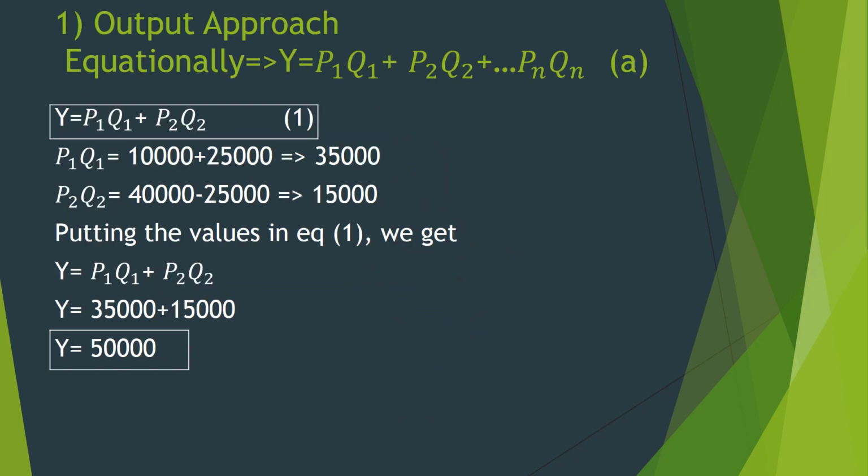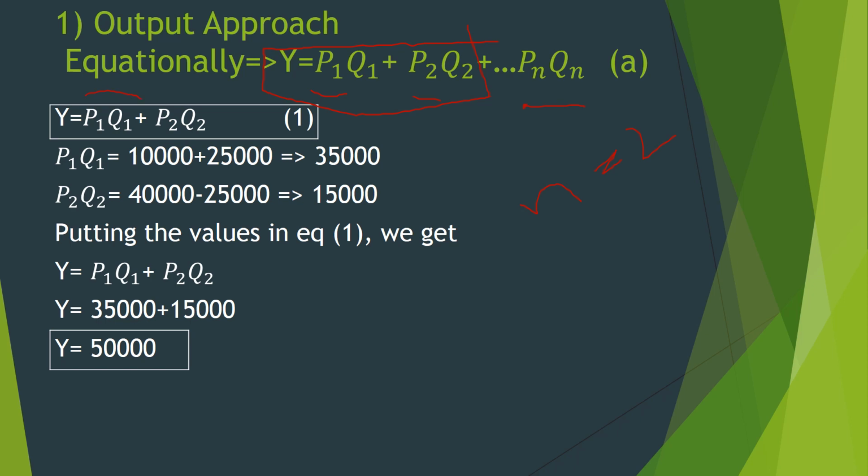First of all, we will employ the output approach. Equationally, this approach can be written as Y equals P1Q1 plus P2Q2 plus up to Pn Qn. What does this formula mean? By adding the monetary value of all the final goods and services produced in an economy during a specific period of time. As in our example, n is equal to 2, so our formula for national income accounting becomes Y equals P1Q1 plus P2Q2.